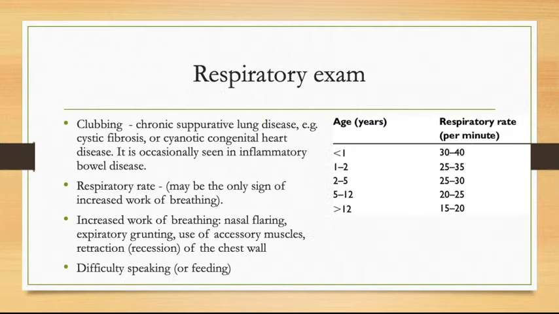Moving on to respiratory exam, things you can look out for are, for example, clubbing on the hands. They can show up in things like cystic fibrosis or cyanotic congenital heart disease, occasionally seen in IBD as well. Other peripheral signs would be things like cyanosis.